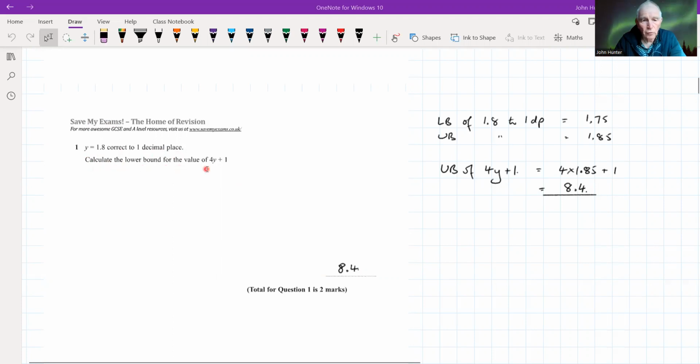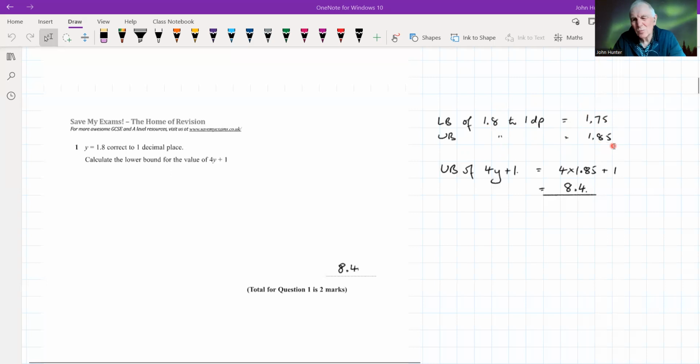Calculate the lower bound for the value of 4y plus 1. Well, if 1.8 is to one decimal place, then the lower bound would be 1.75. So that is the lowest number that it could be to give a value of 1.8 when expressed as accurate to one decimal place. And the upper bound is 1.85.